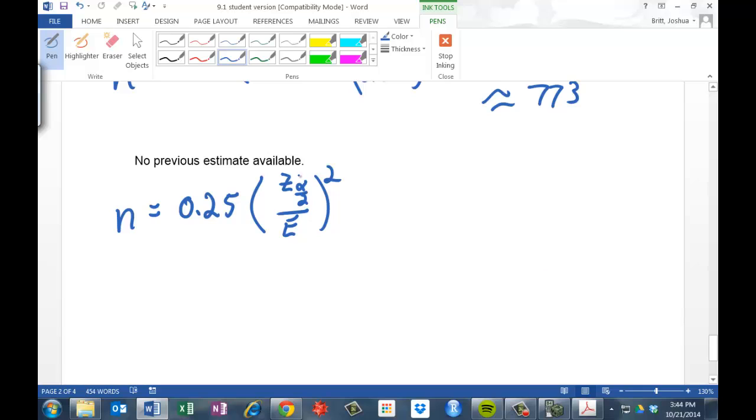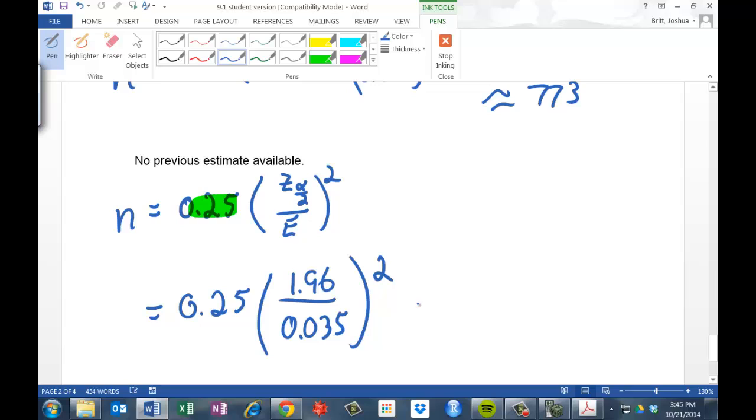Now if you have no prior estimate, then you use this formula here, which has this constant. So let's plug it in. Everything stays the same. Margin of error. We get approximately 784.